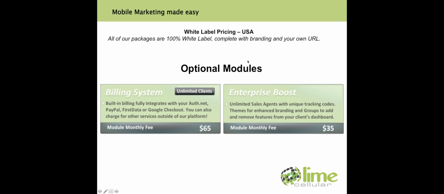Optional modules, there's only 2. They're not necessary, but if you'd like to add them, you can do so at any time. One is the billing system, which we just spoke about. The other one is Enterprise Boost, which allows you to do 3 different things. Gives you unlimited sales agents with unique tracking codes. Themes for enhanced branding, that's what I just showed you earlier, where you can change the colors and the fonts and all that stuff. And the grouping, which allows you to add and remove features that are available to your customers on their dashboard.